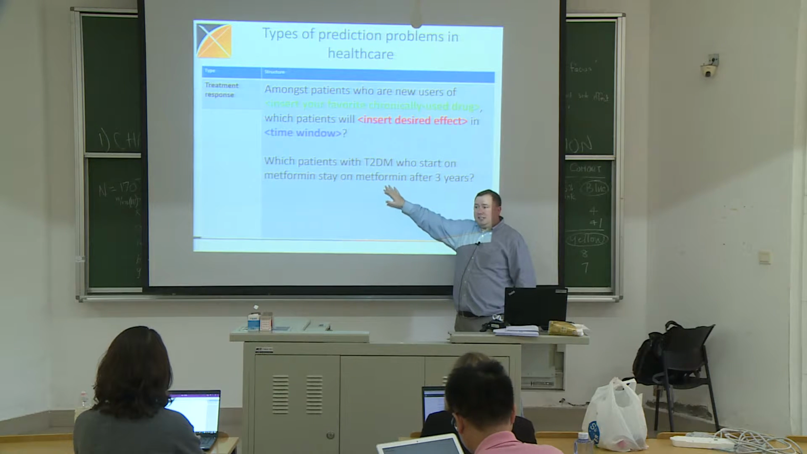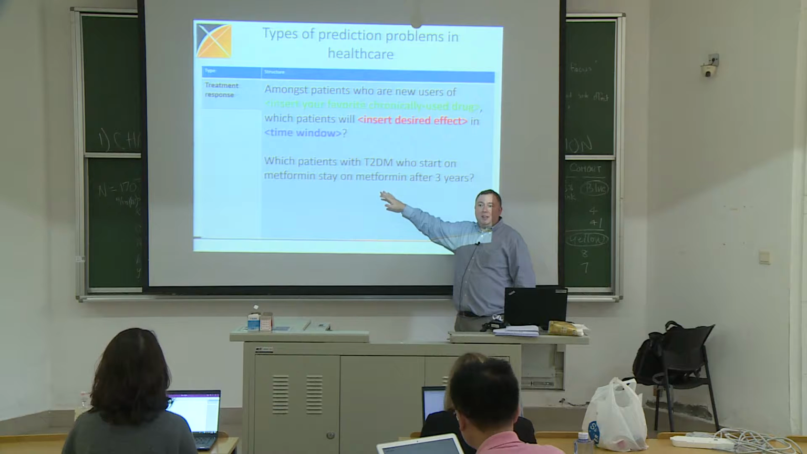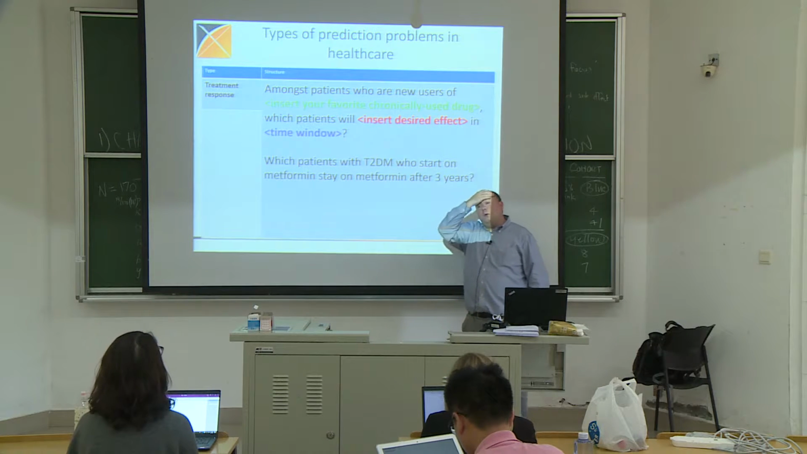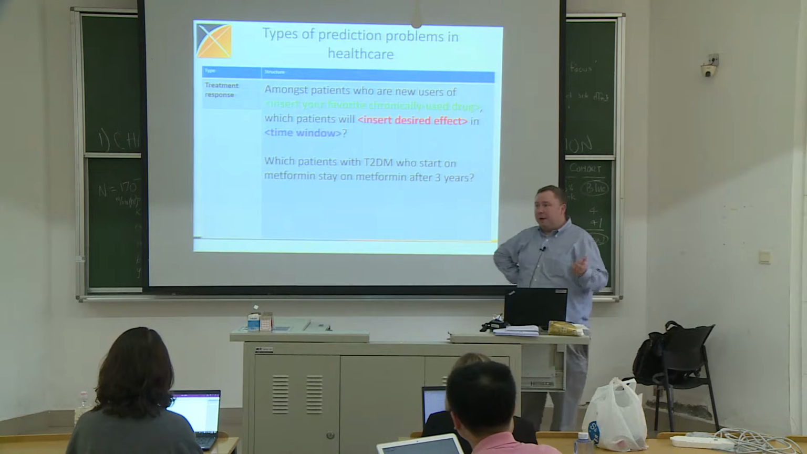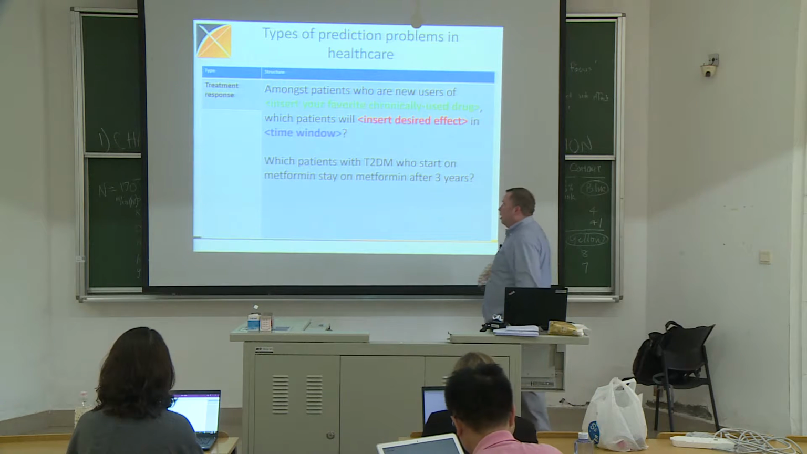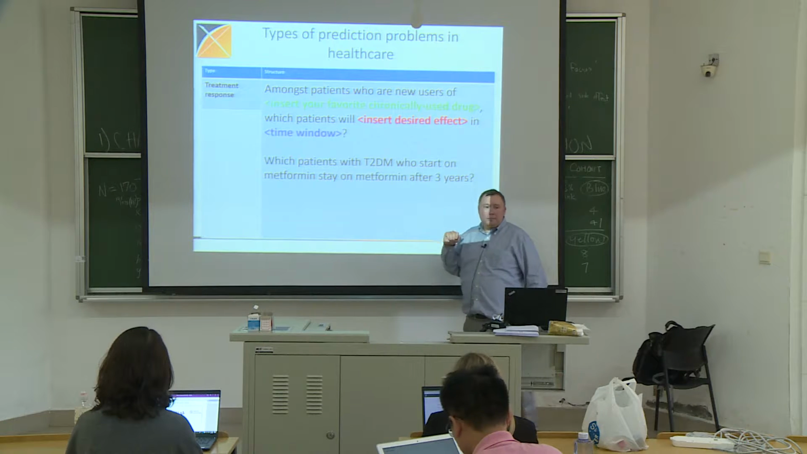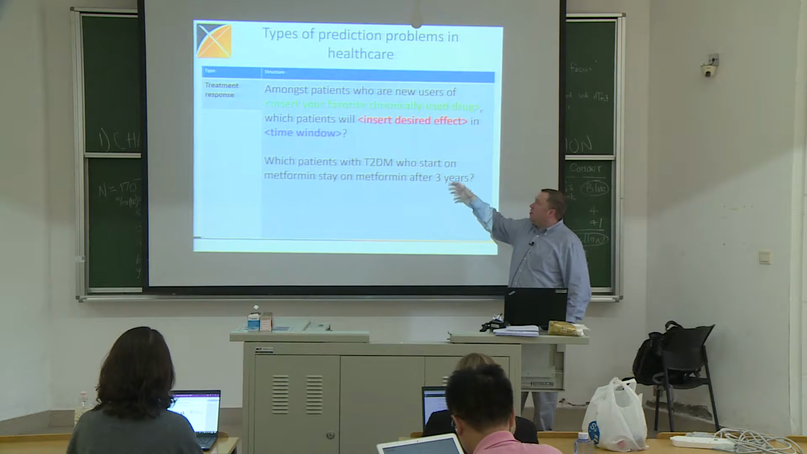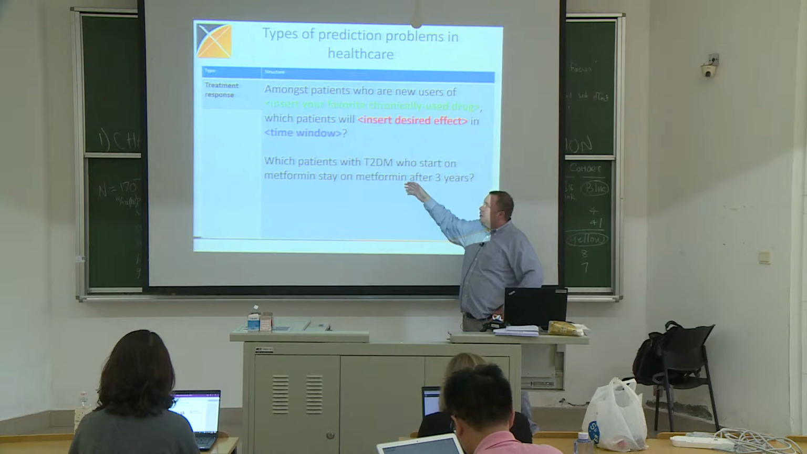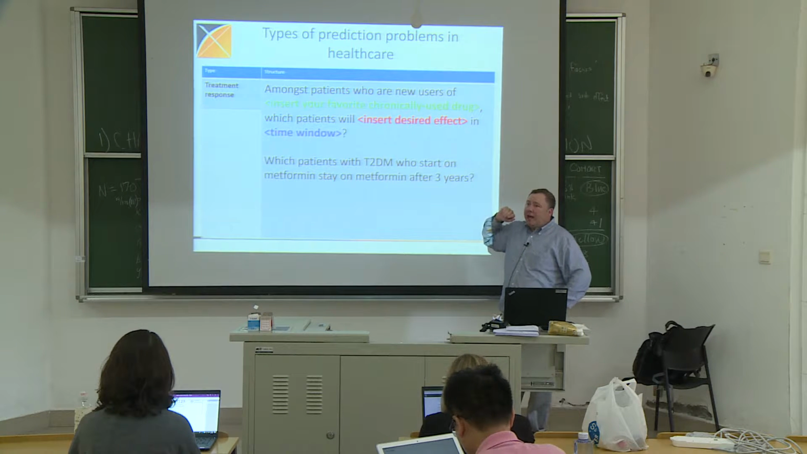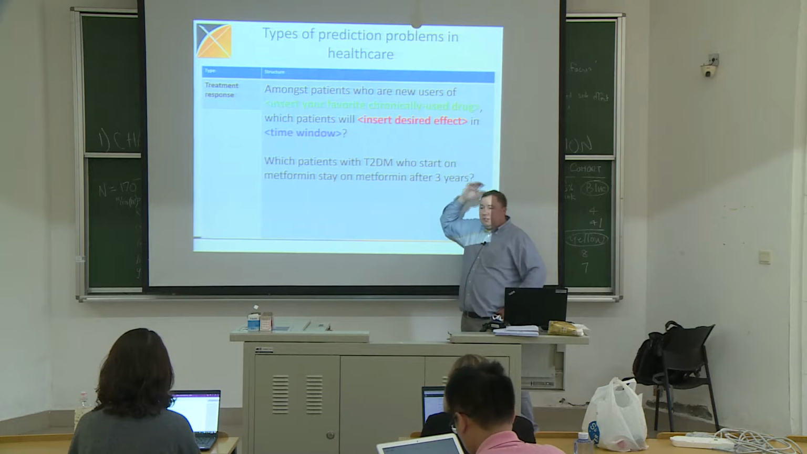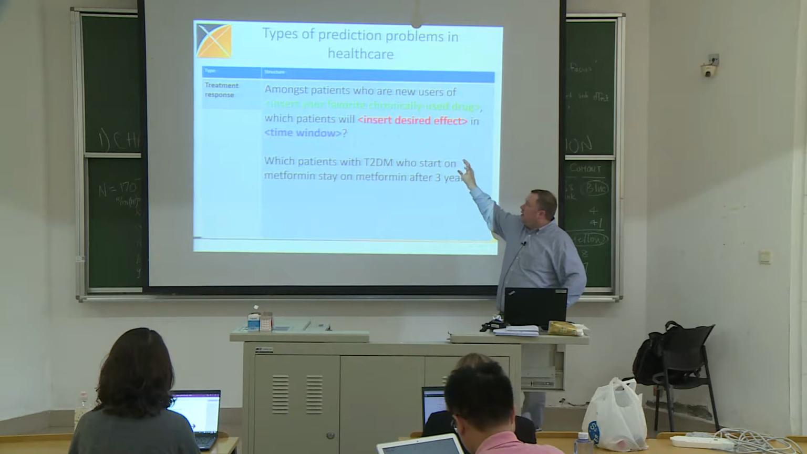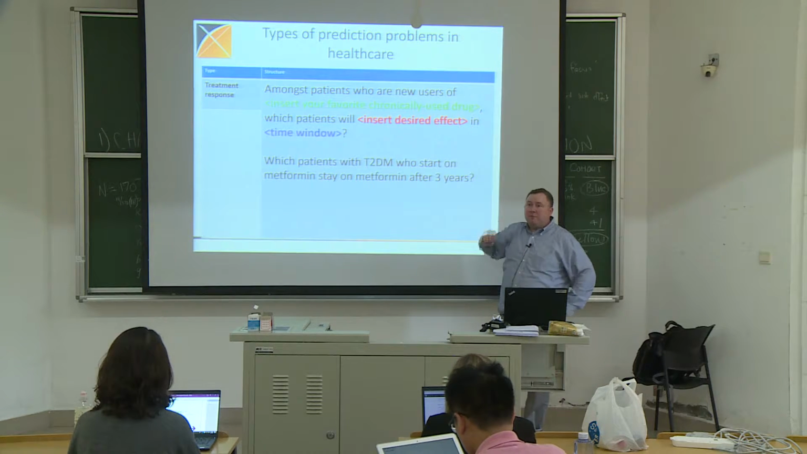So this is not telling us anything about the effect of metformin, but what it is telling us is, amongst the patients we choose to start on metformin, which patients are going to stay on the drug. A different kind of example would be if you had some disease where you wanted to see some desirable outcome in the future, you could predict that outcome happening.